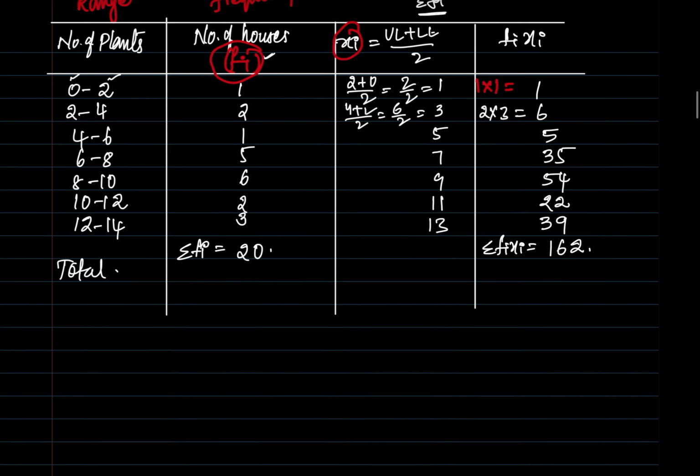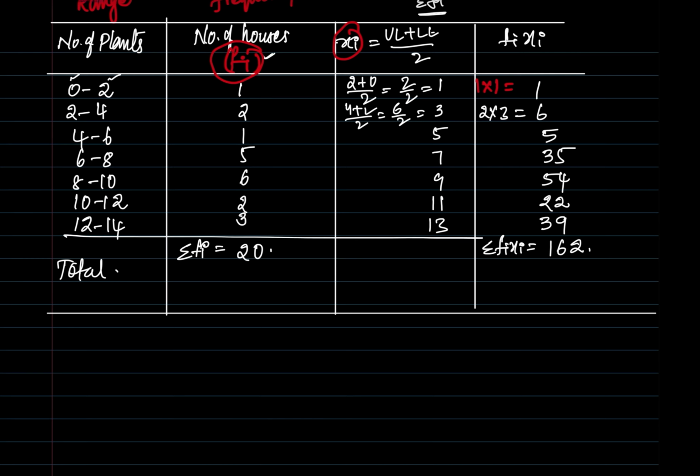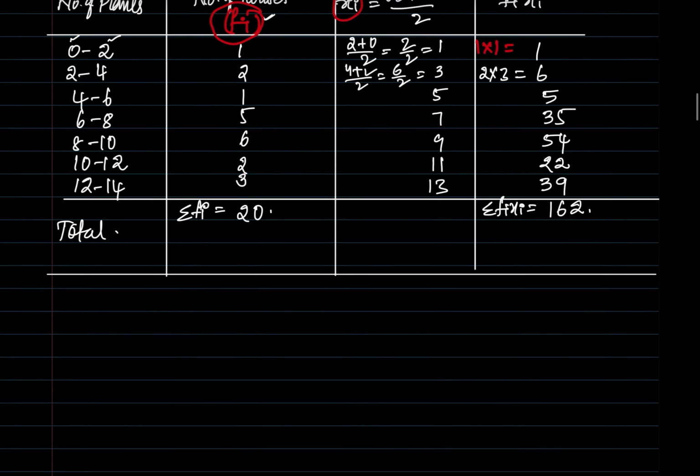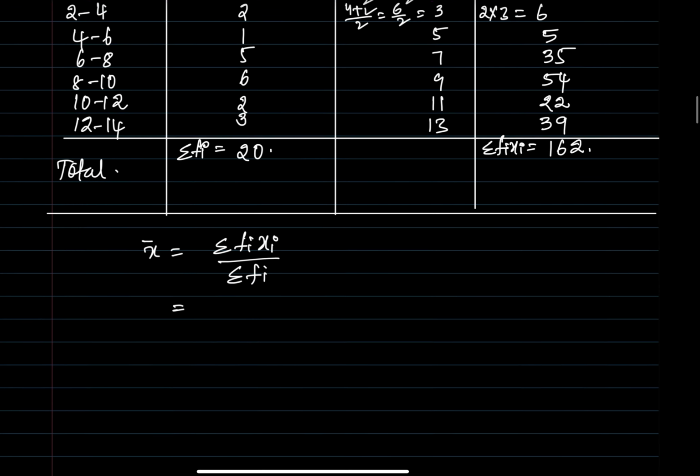Okay, now we have to write the formula. So what is the formula for x bar? We are using the direct method. So x bar is equal to sigma fi xi by sigma fi. That is sigma fi xi is 162 by 20. So this will come as 8.1. Since we have denominator 10, we can easily do it as 8.1.